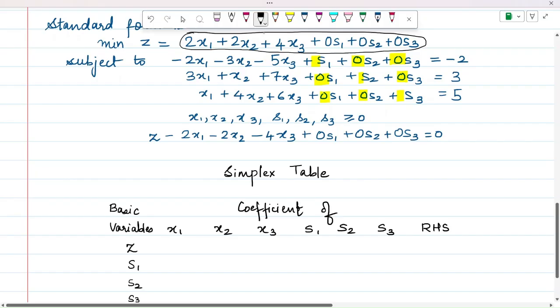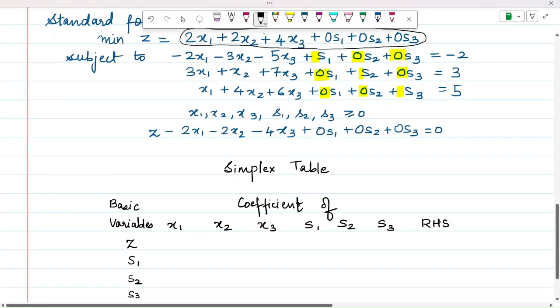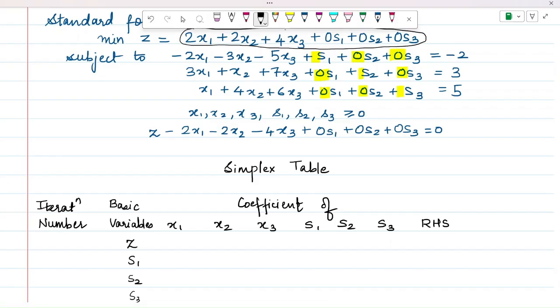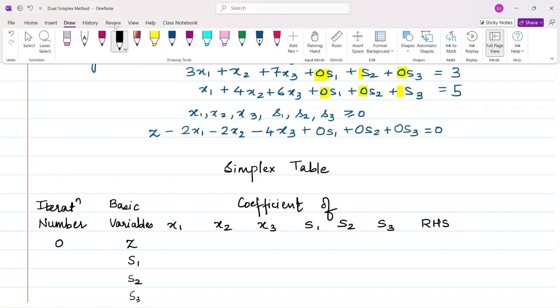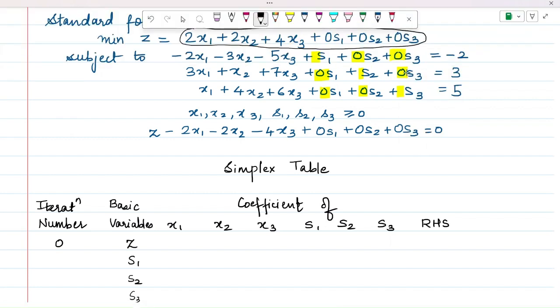Okay. Now let me just scroll it a little up. Yeah, this is iteration number 0, you can say, because this is the basic first iteration where we are starting with. So this is iteration number 0. Okay, let me put some lines here so that it looks a bit neater.